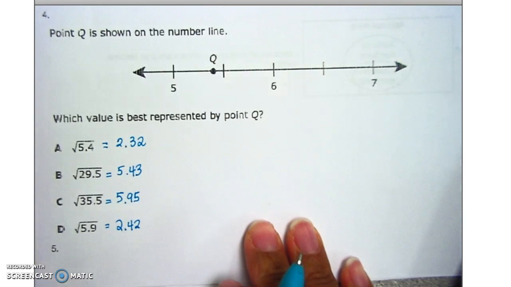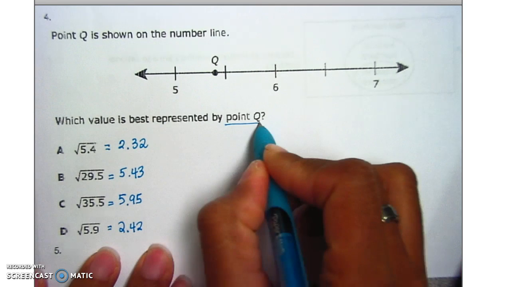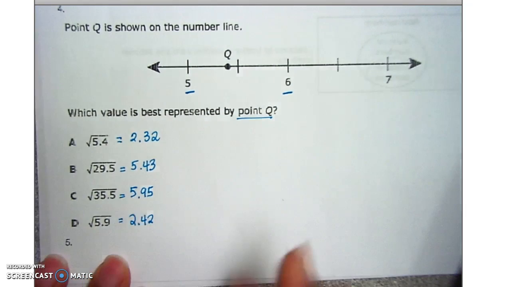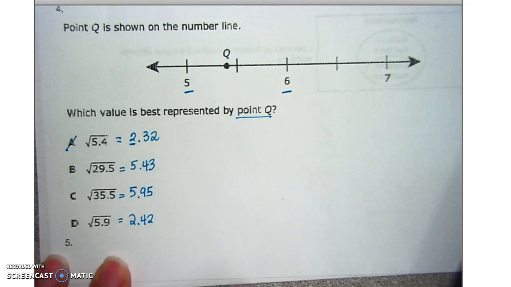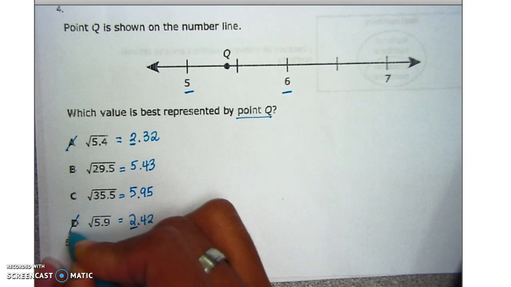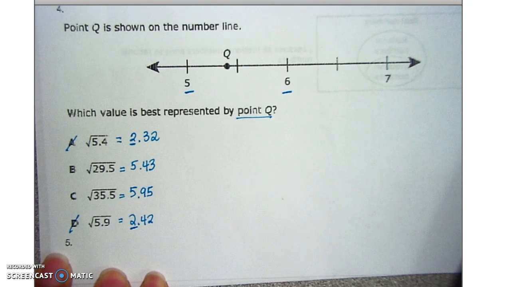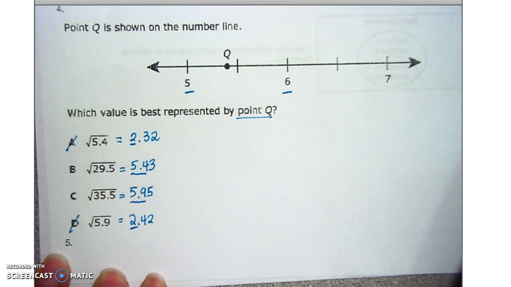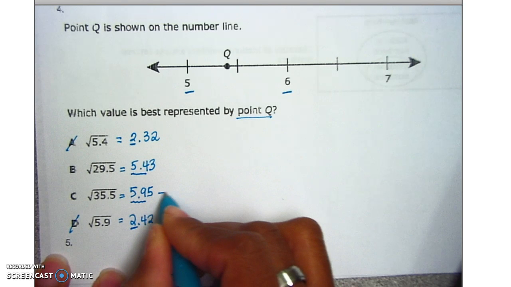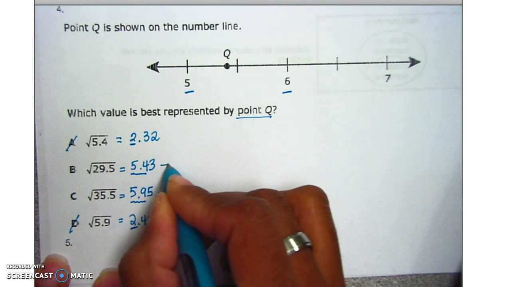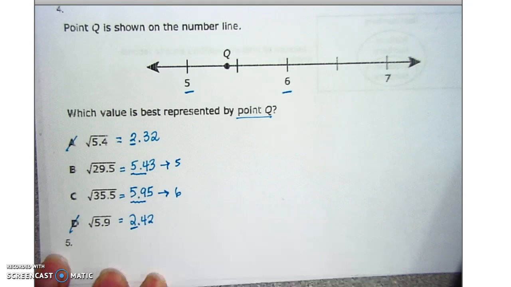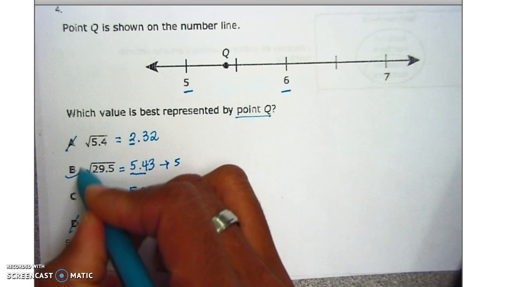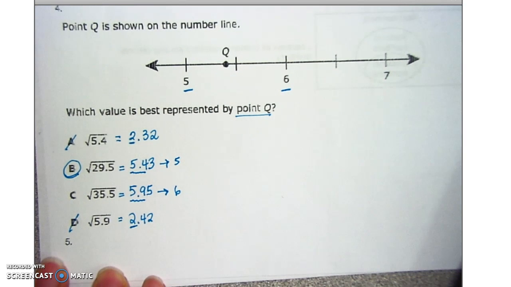So then we come back to our answer choice, okay? Point Q is located between 5 and 6. So I already know that this answer won't work and this answer won't work. Then we look at here, we have 5.4 and 5.9. Well, 5.9 we know is closer to 6. 5.4 is closer to 5. So looking at our answer choices, because Q is closer to 5, B has to be my correct answer.